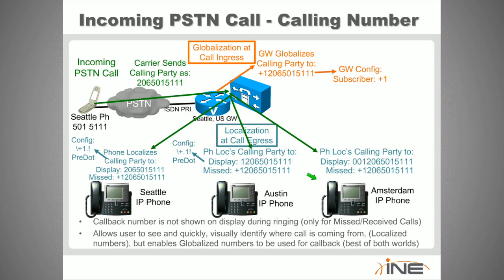And then for the Amsterdam phone, the calling party transformation pattern is \++.bang. We drop the plus with a pre-dot, and then we prefix 00.